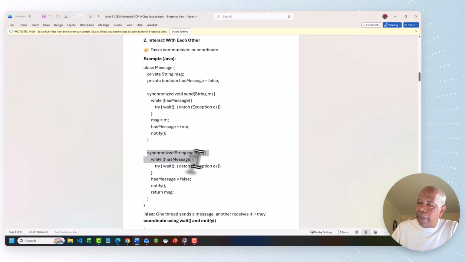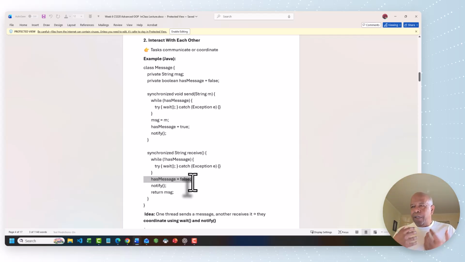Okay, here's the receiving side where I'm receiving the message. So this says go ahead and get the message. And after I get it, I'm going to set a notification that says there is no other message because I already received it. That's what's being done here.